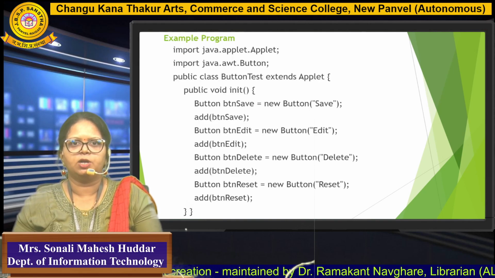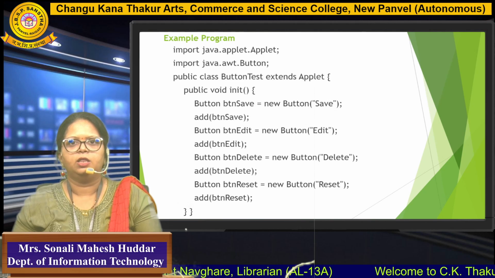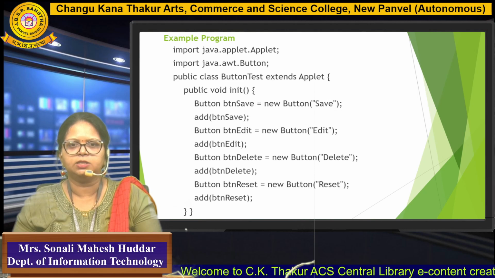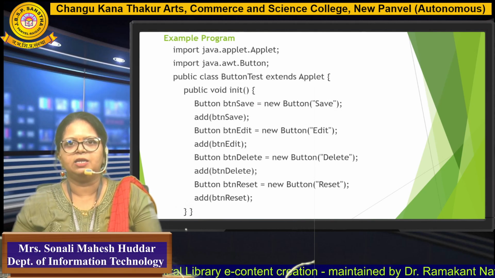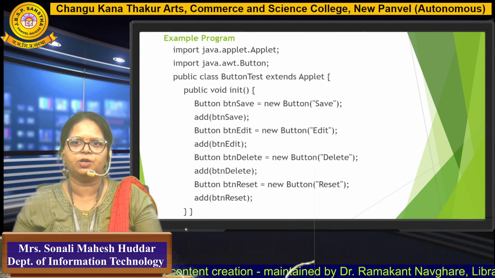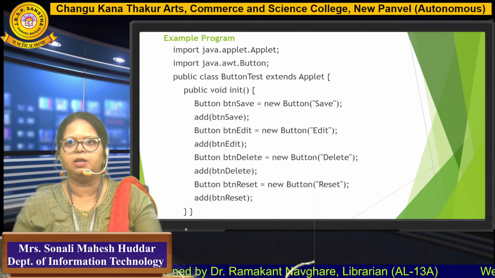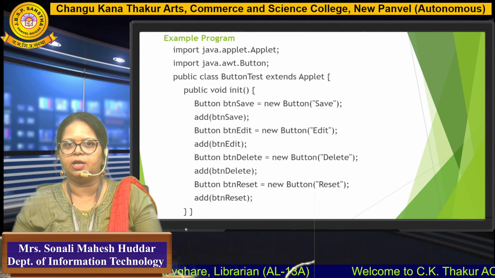Now just consider one program based on this. First of all, you are going to import applet, then you import the Button class, then you are extending Applet with the help of the Java class ButtonText, then again you are writing the init method of your applet class. Here you are going to create a total of 4 buttons for save, edit, delete and reset. So Button btnSave, where btn is nothing but the prefix. If you are writing the prefix for any component, then it is very easy to recognize what type of component it is. For example, lbl is for label, btn is for button. Like that you can provide the prefix for any component.